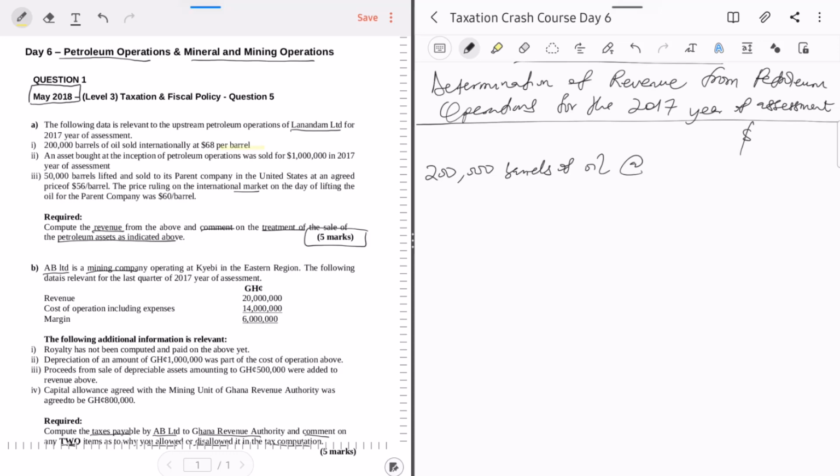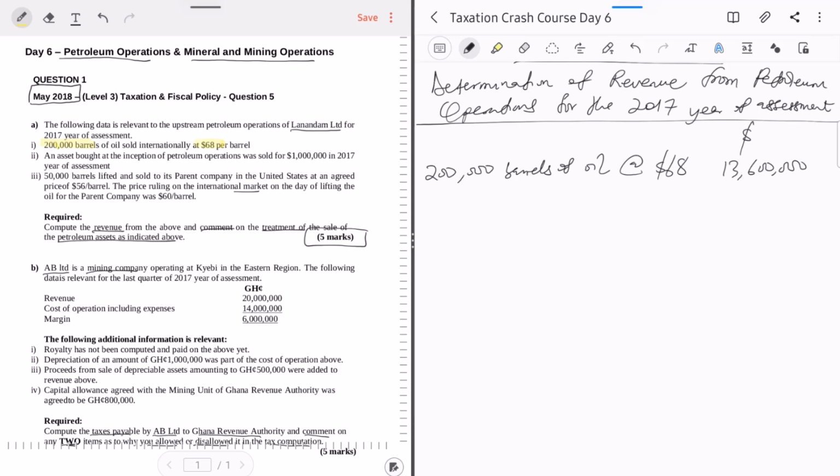So at $68 per barrel, 200,000 barrels. Just at $68, what would that give you? Multiply 200,000 by 68 and you have your value. That's all. So let me do this. 200,000 times 68 will give me $13.6 million. So I put here 13,600,000. That's it.